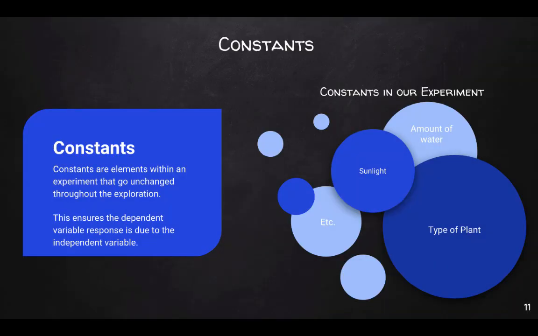Which is why we need constants. Constants are elements within an experiment that go unchanged throughout the entire exploration. That includes things like sunlight, the species of plants, and the amount of water used.